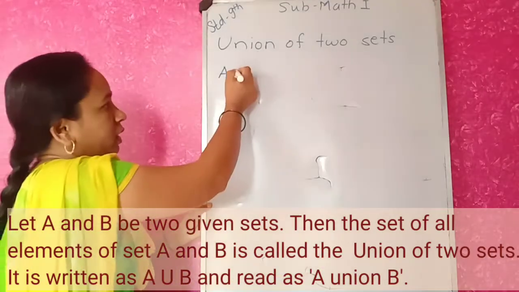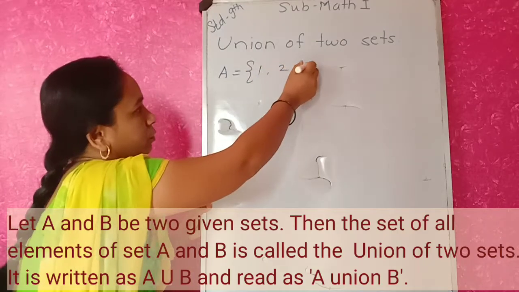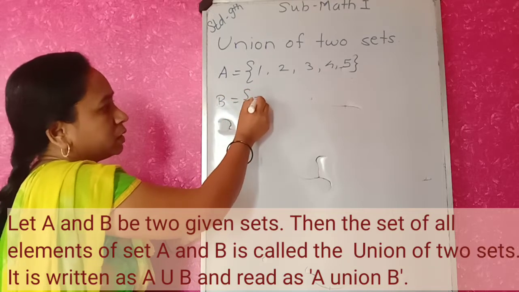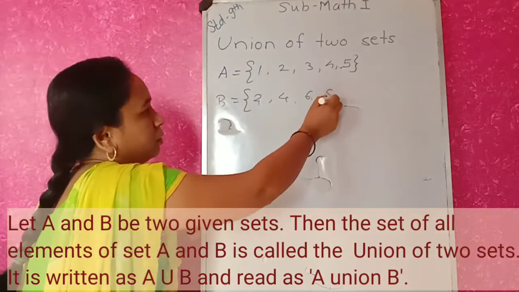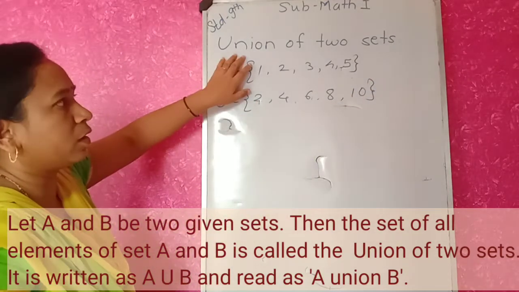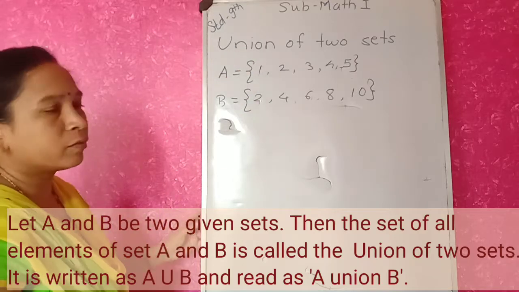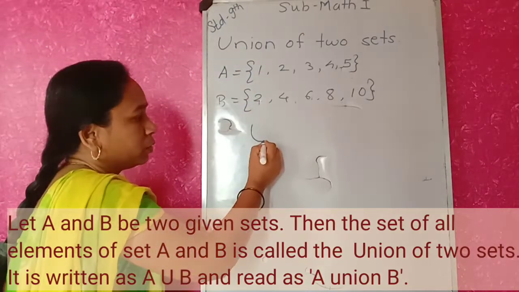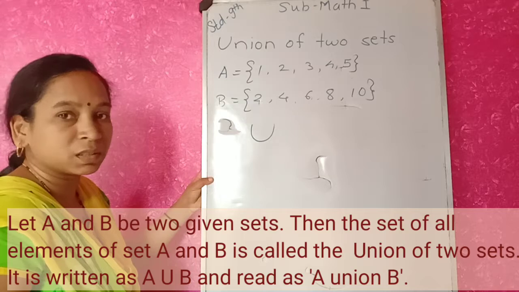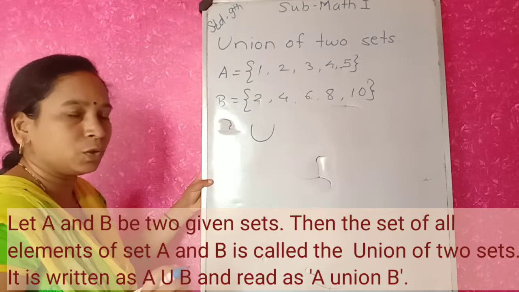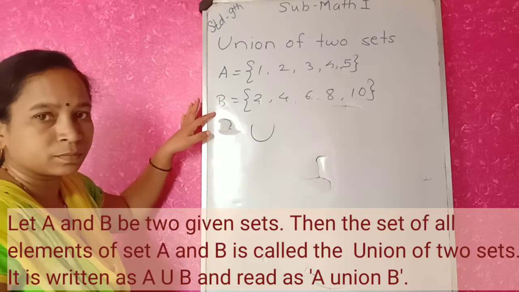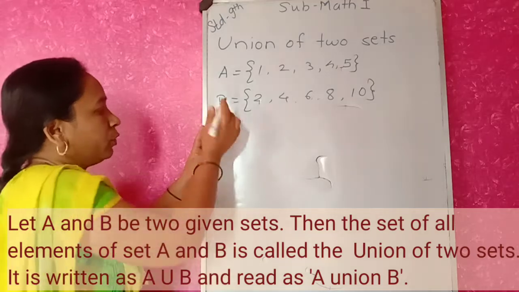Set A I have given as 1, 2, 3, 4, 5, and here set B is the set of even numbers up to 10. Now we have to find the union of these two sets. The union of two sets is denoted by this symbol. A similar symbol we used for the universal set, but that was the alphabet U. Now I'm going to use it to show the union of two sets. Now we will see A union B.